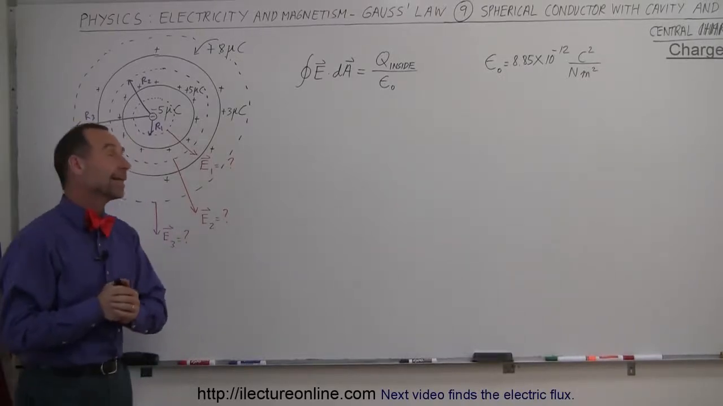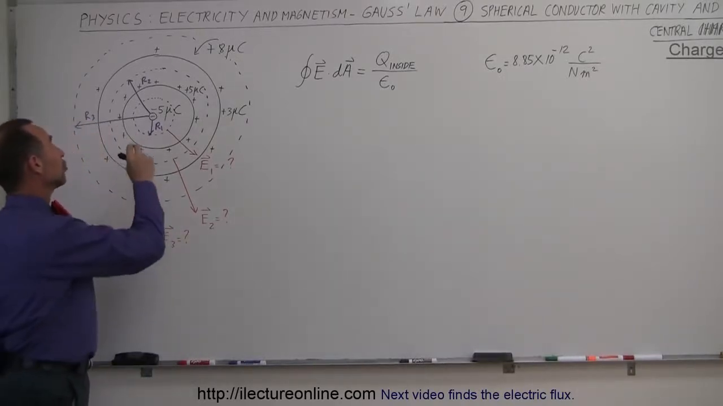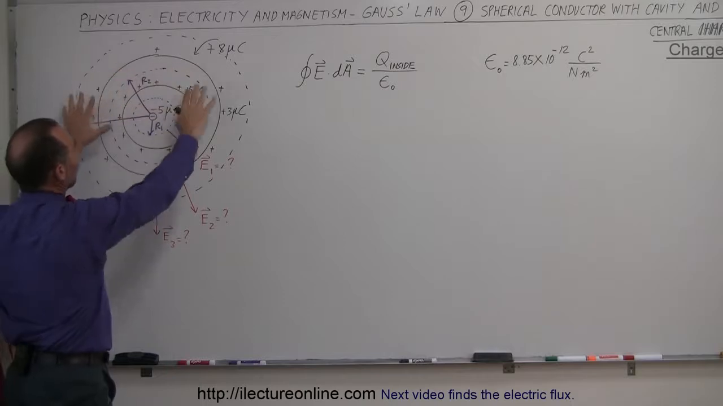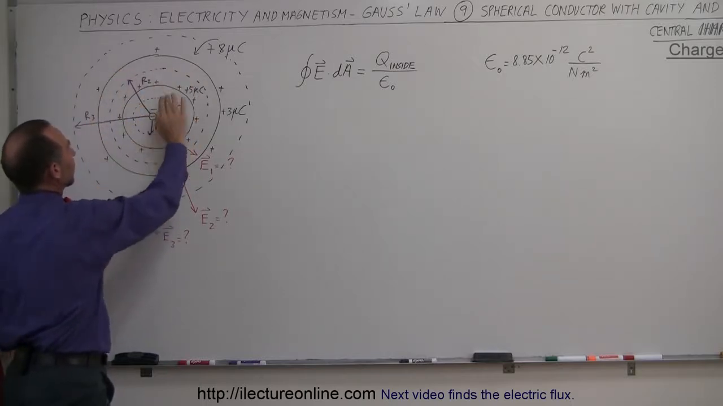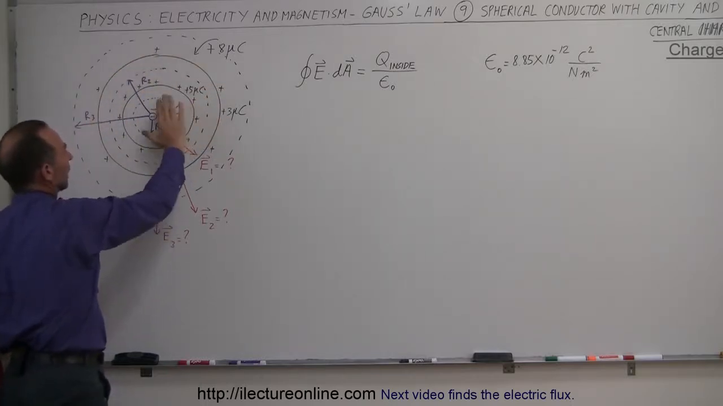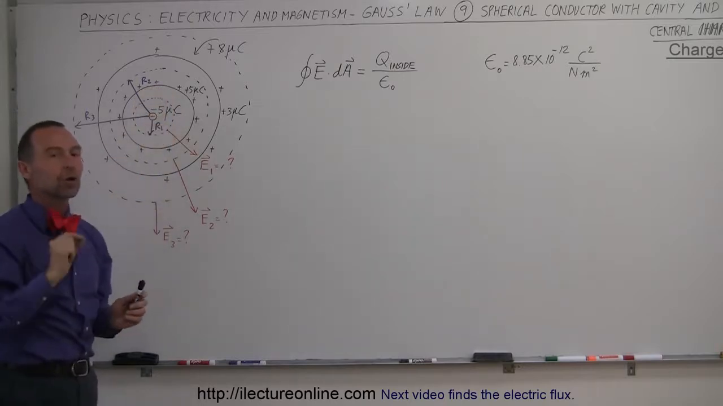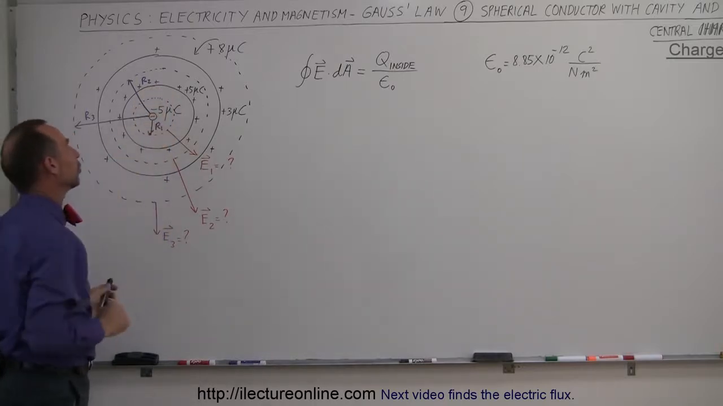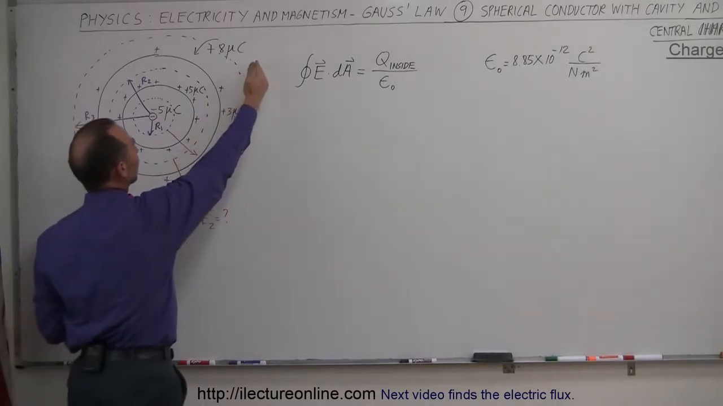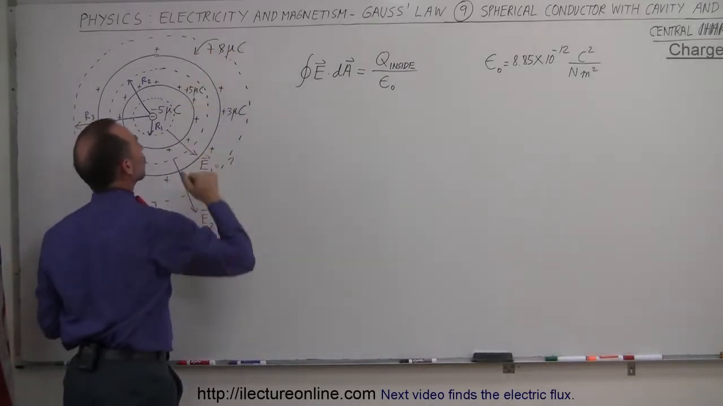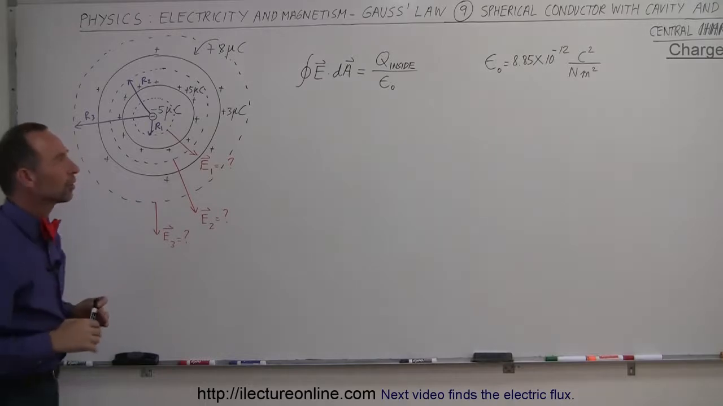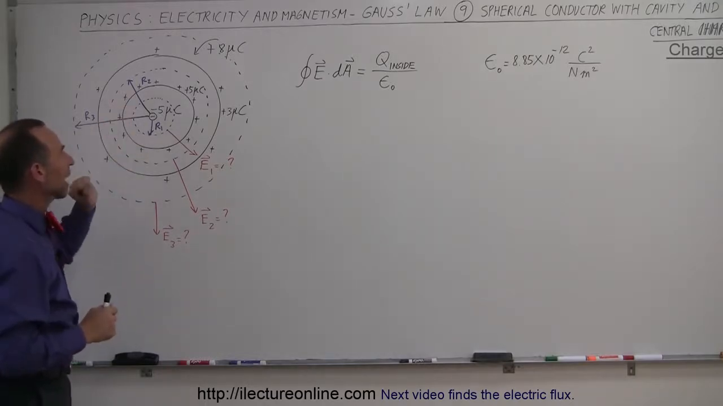Welcome to Electron Line, and now in this case we're going to put a charge inside our spherical conductor that has a cavity. So here's our spherical conductor. There's the cavity inside the conductor, and inside the cavity we place a small charge, a -5 microcoulomb charge, while at the same time we place a positive 8 microcoulomb charge on the spherical conductor that has that cavity.